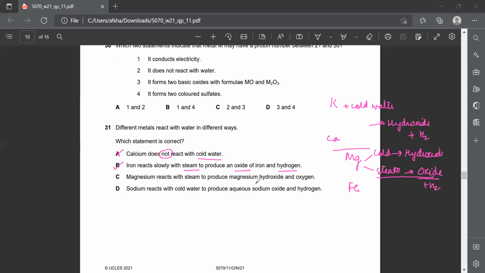C: Magnesium reacts with steam to produce magnesium hydroxide. Now remember, with steam they produce oxide, and with the cold water they produce hydroxide. So this is a mismatch. With the steam they will be producing oxide. Because of this wrong information, this statement is wrong. D: Sodium reacts with the cold water to form sodium oxide. It's not sodium oxide, it's going to be sodium hydroxide and hydrogen. This is again wrong information. So for question number 31, B is going to be the correct answer.